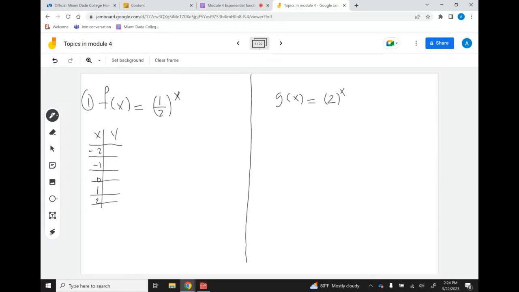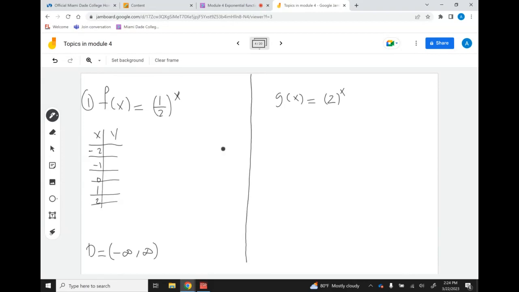And this is something that you have done before with different functions. This means, for instance, that the domain of this function is going to be all real numbers. There's no restrictions on x. Any x that you can think of works. Now, what about the y value? Well, let's evaluate some of them.